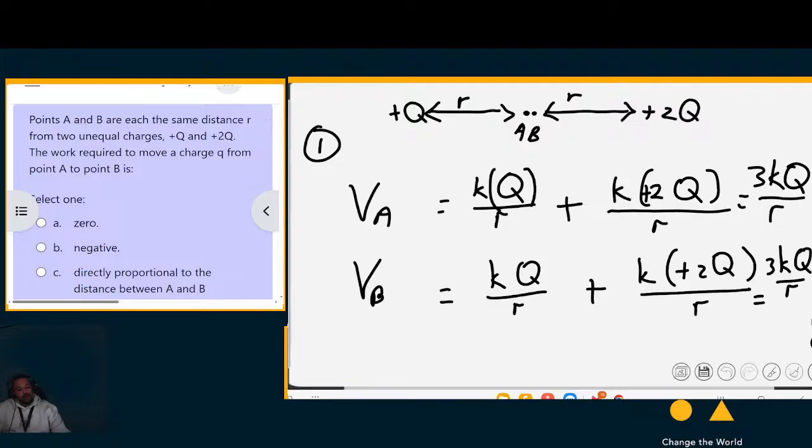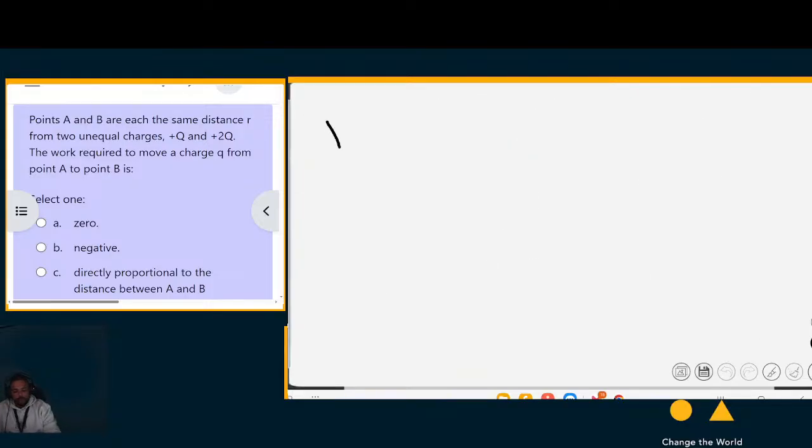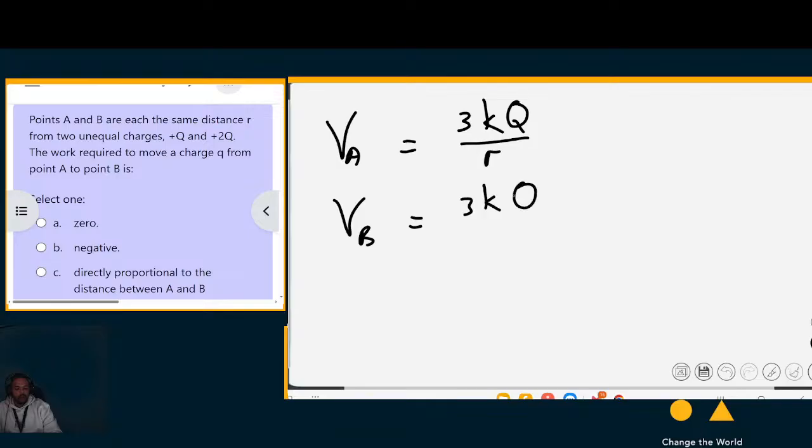So we've now calculated that the potential at point A is equal to 3kQ over R, and the same is true for B. The potential at point B is also equal to 3kQ over R. But what does the question want from us?